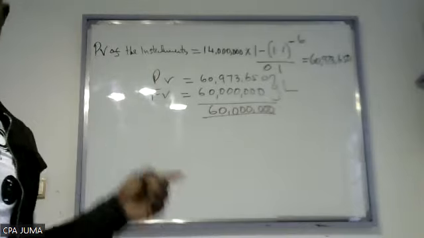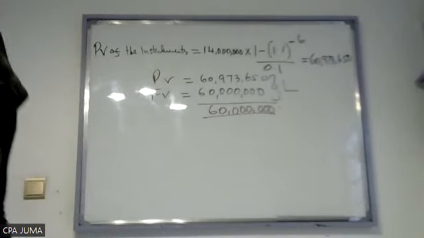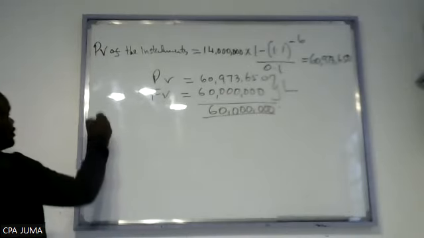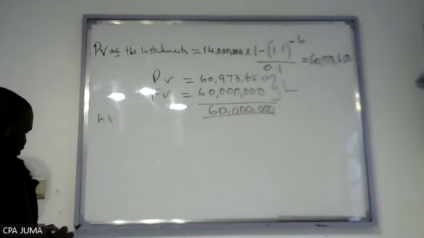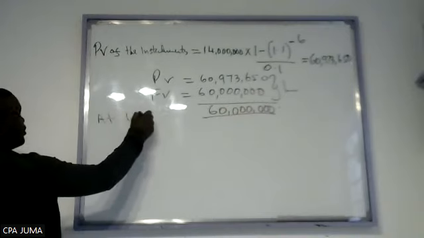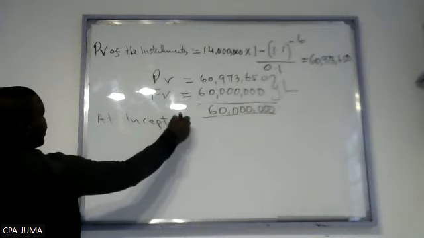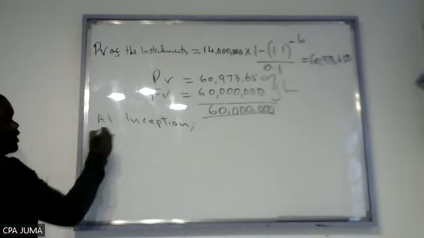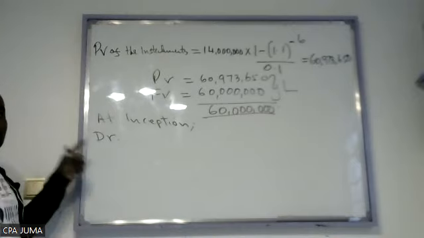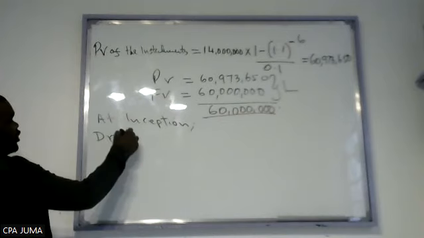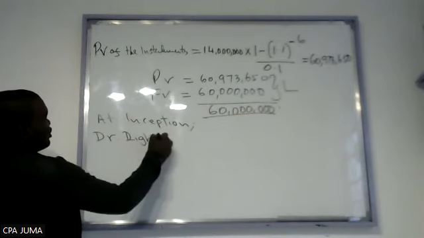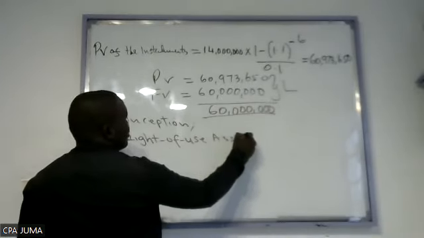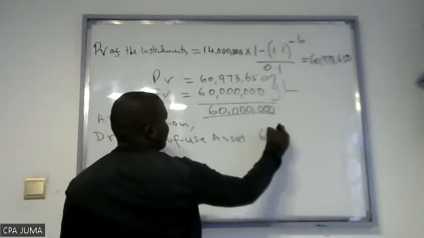So mostly fair value you will find it to be the lower of the two. Alright, so at inception, you will debit the right of use asset, 60 million.